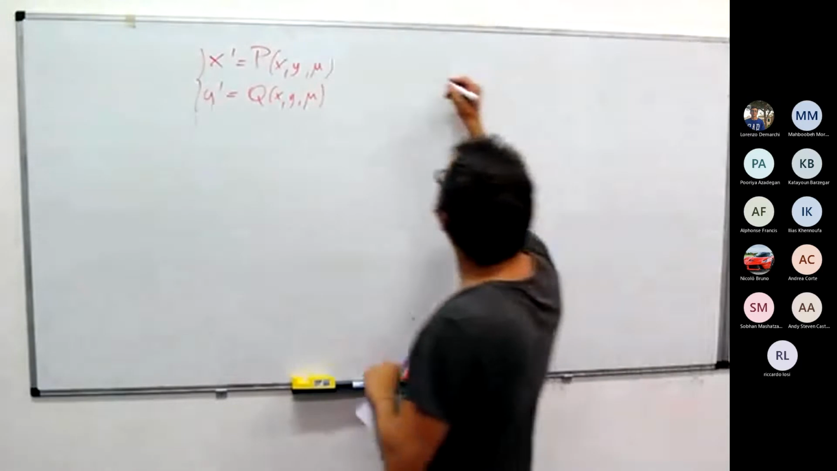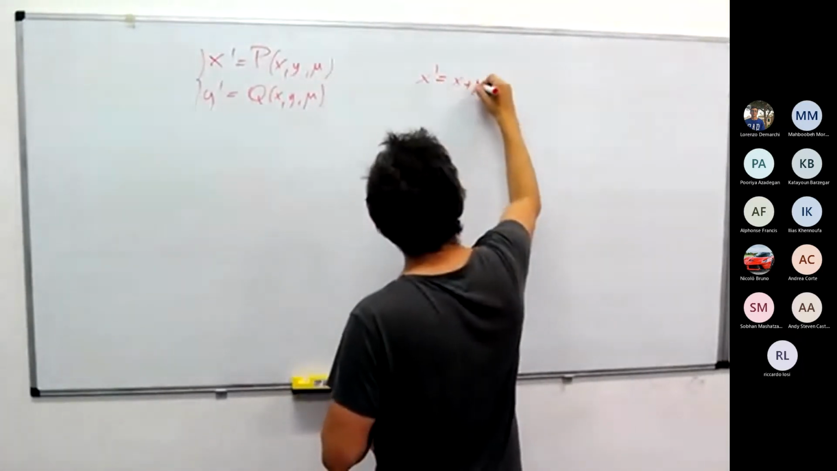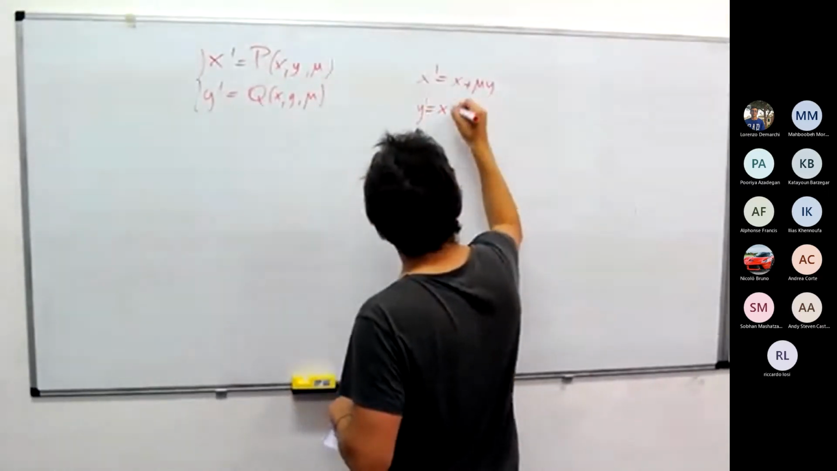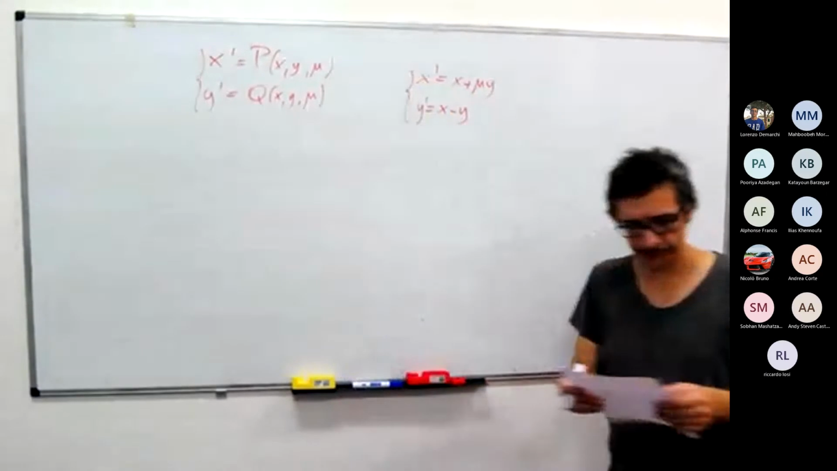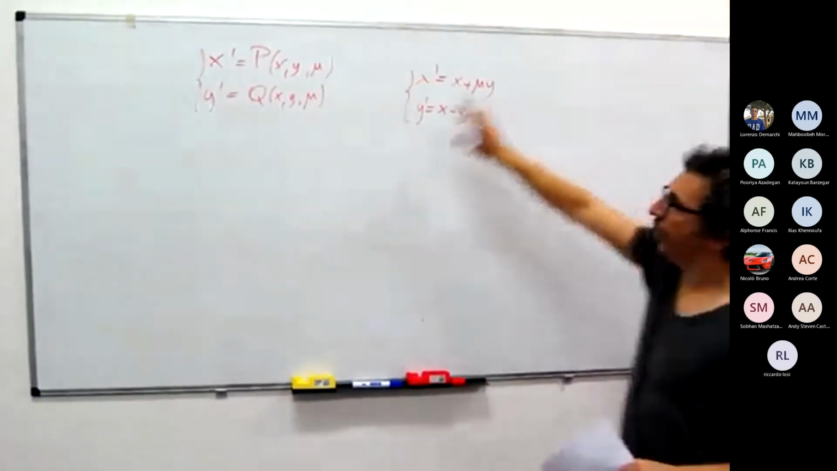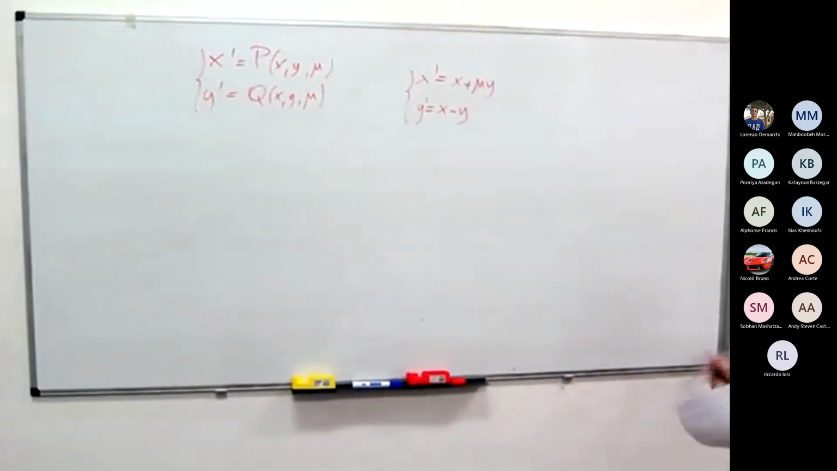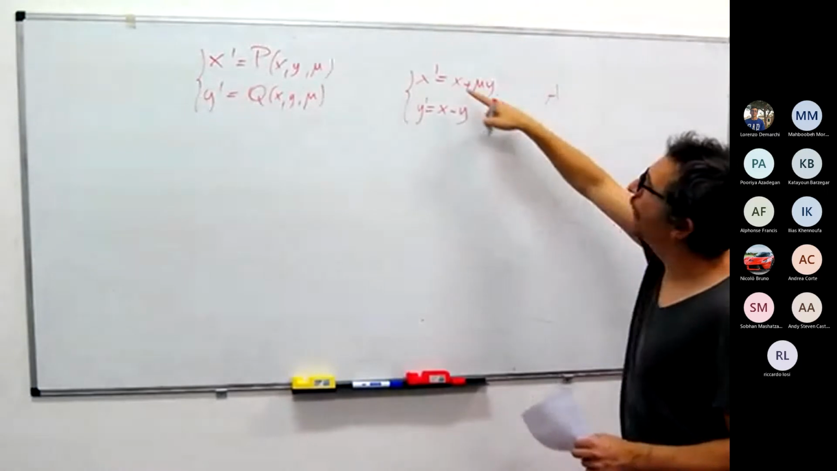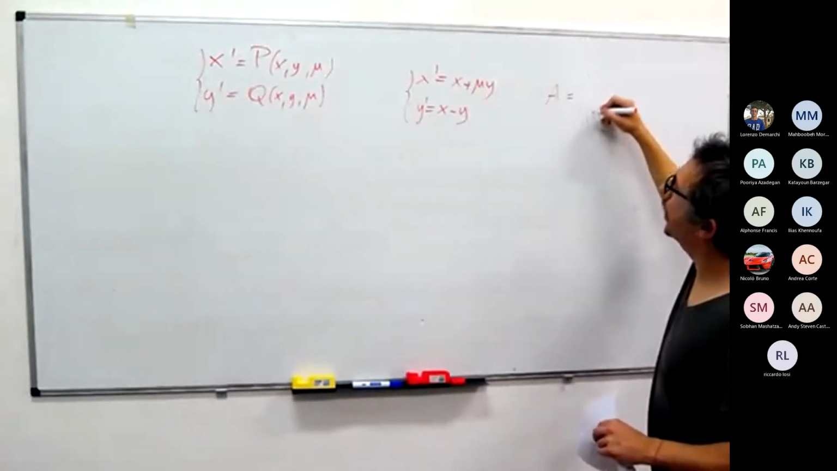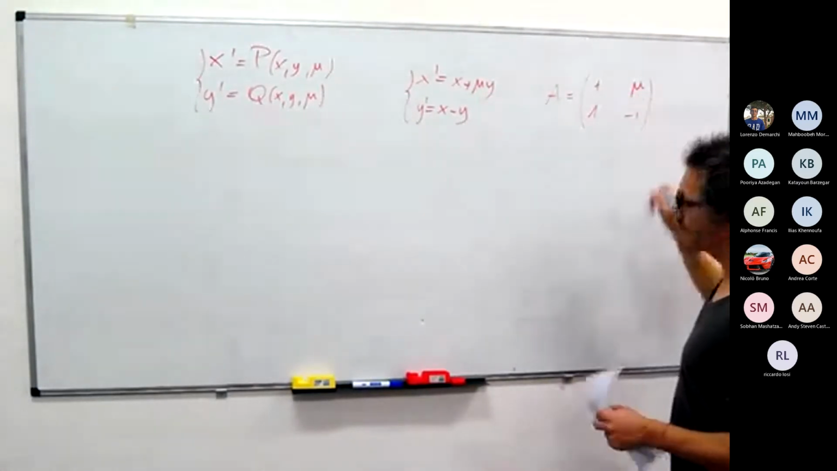For example, let's see what happens to the system x prime equal to x plus mu y and y prime equal to x minus y. This is already linear here, so I don't have to do any linearization. I can look directly at the matrix of the coefficients of this linear system. This matrix is [1, mu; 1, -1].